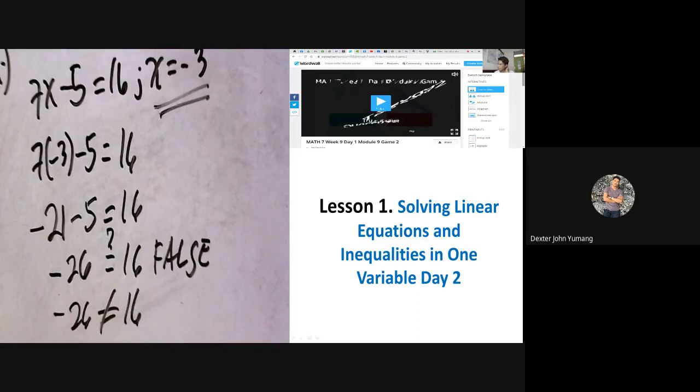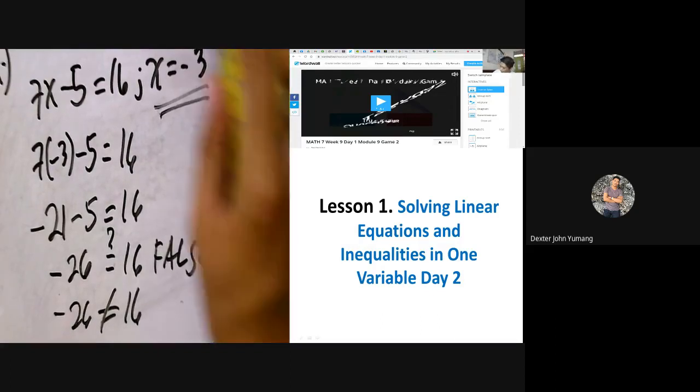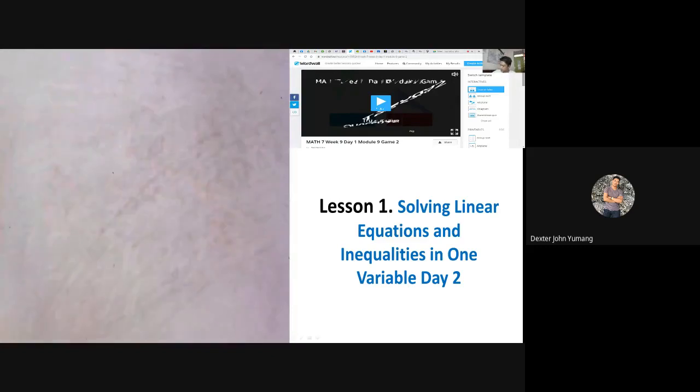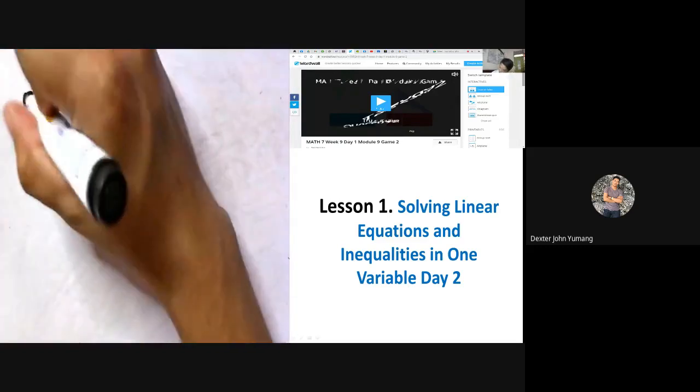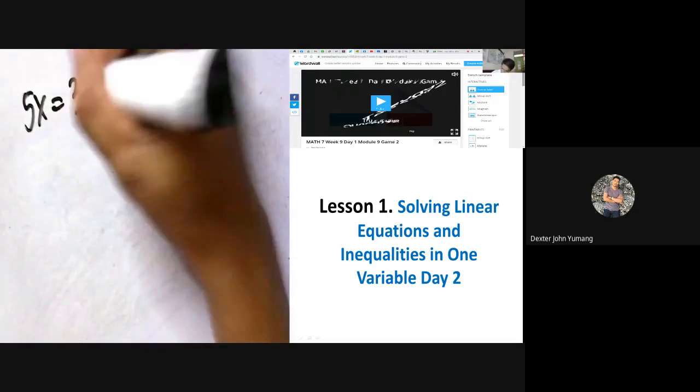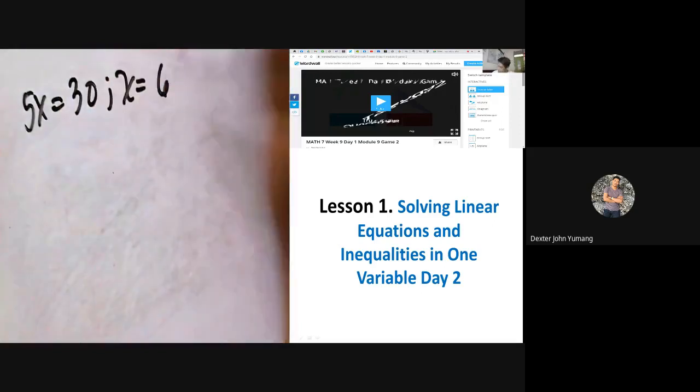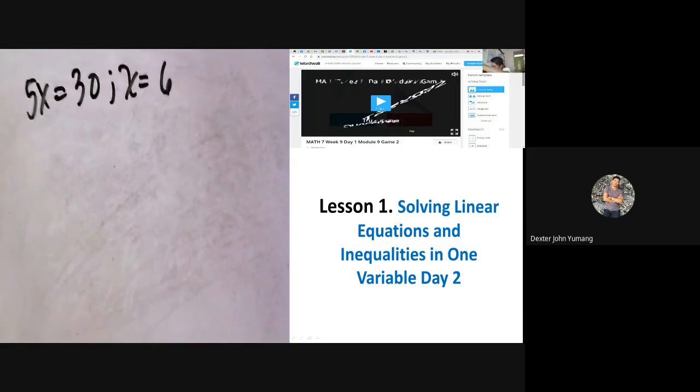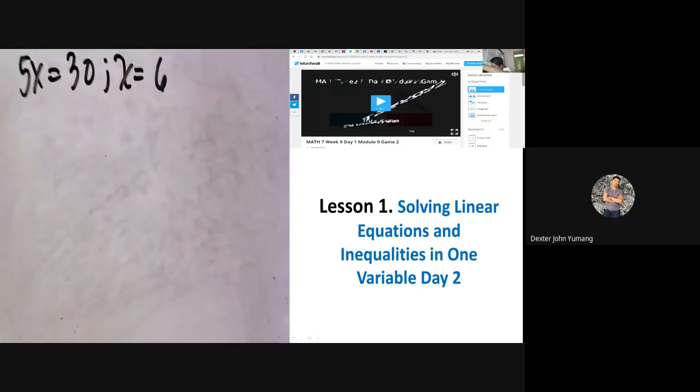Okay, let's proceed now to the next item, number 3. Number 3. For number 3, we have the given 5x equals 30, wherein x equals 6. What is your answer here for our number 3 question? So, true, true, true. Wala pong nag-false. True lahat, from Sebastian, Keisha, Ian Marie, and so on and so forth.